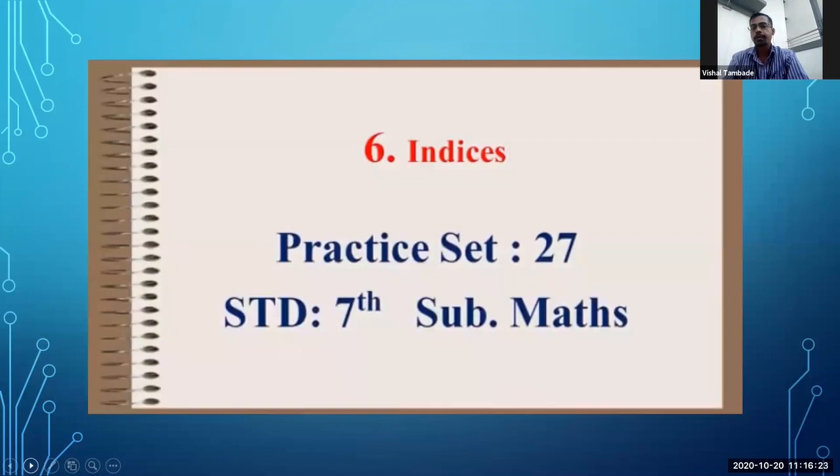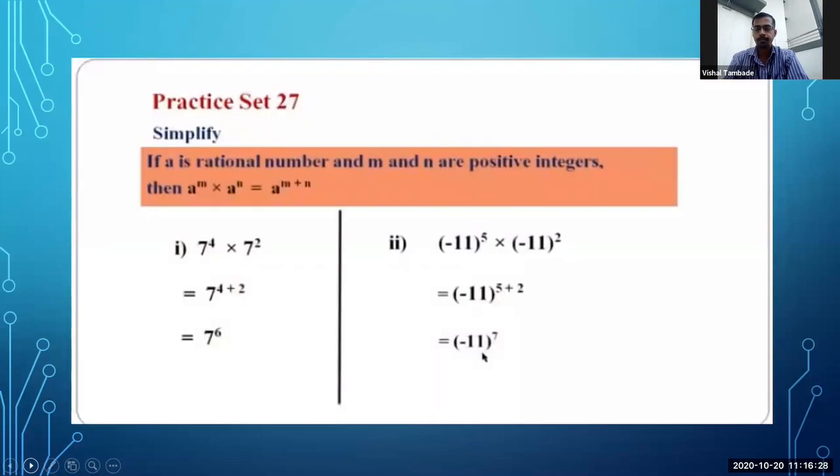Okay, we have to solve practice set 27. Next. If a is a rational number and m and n are positive integers, then our law: students, you have to learn this law. It's most important. A raised to the power m multiplied by a raised to the power n equals a raised to the power m plus n. You have to learn it.